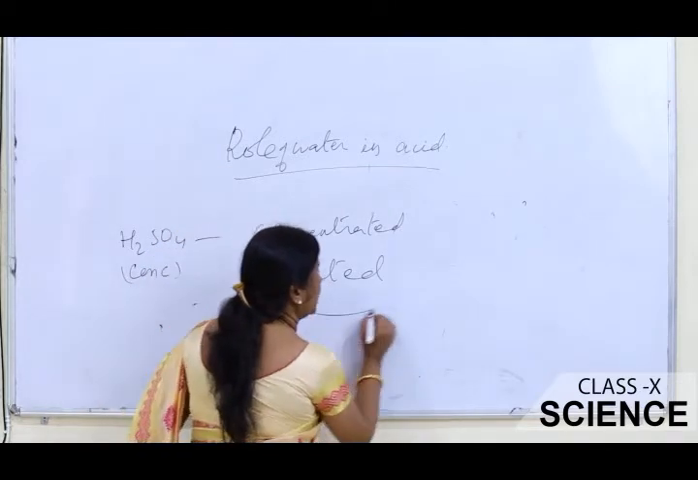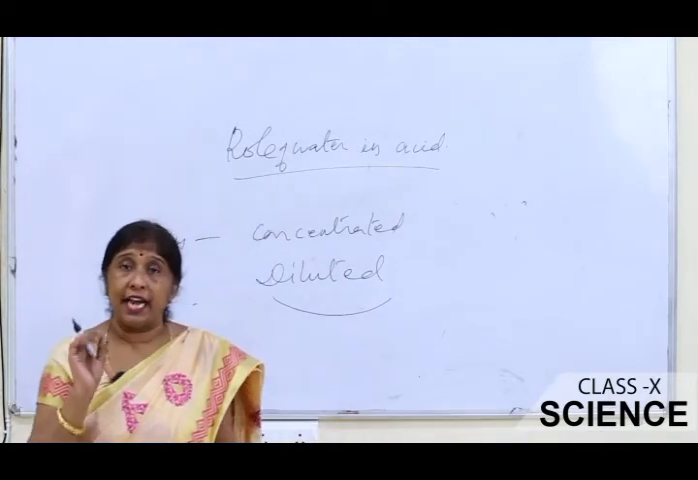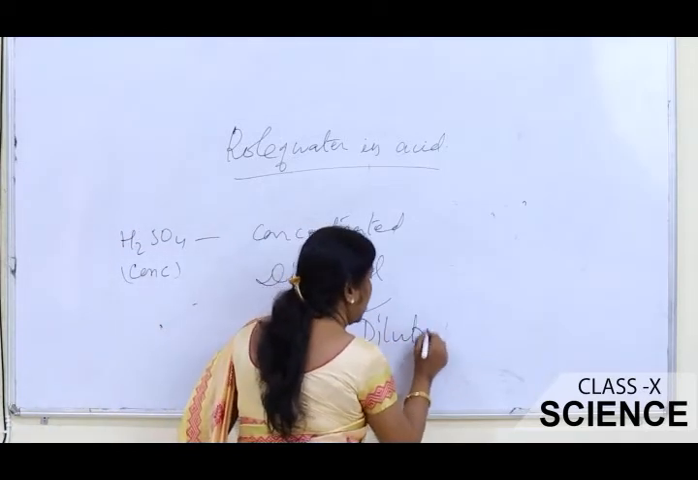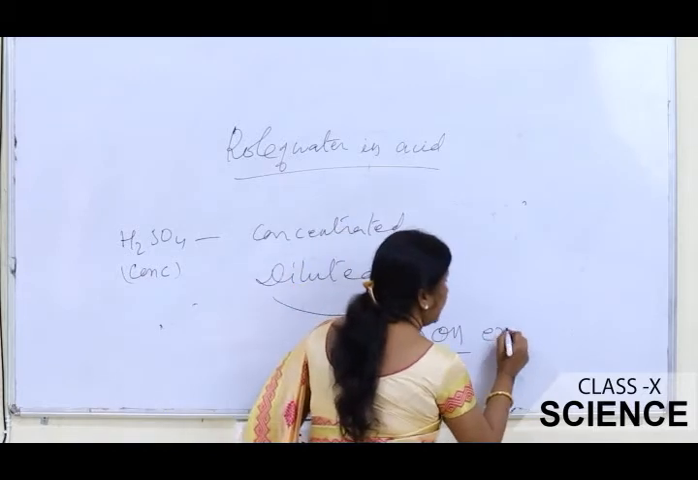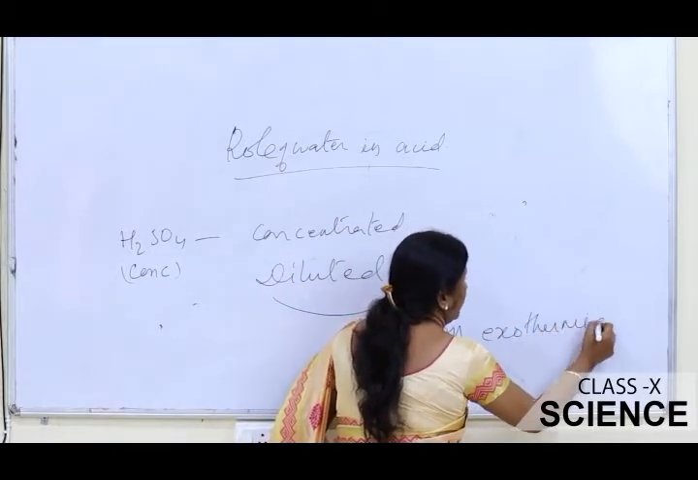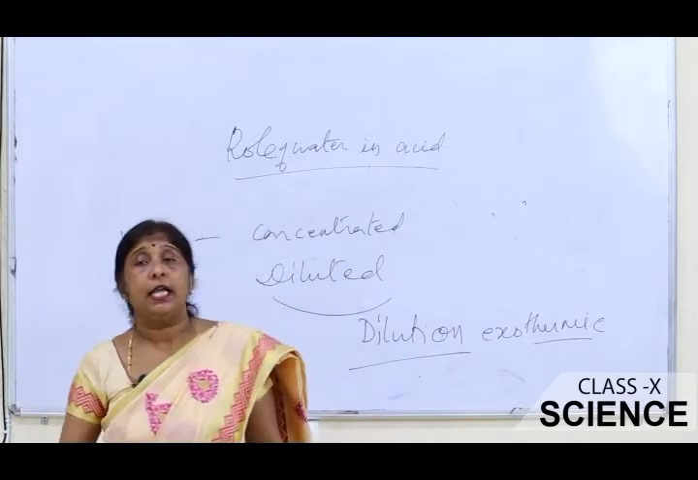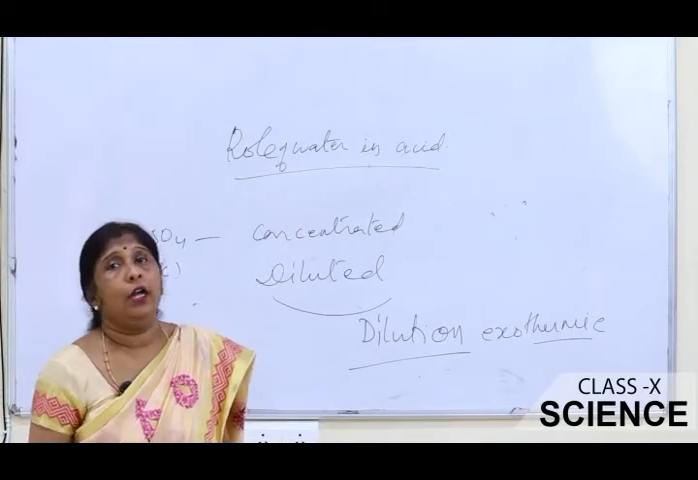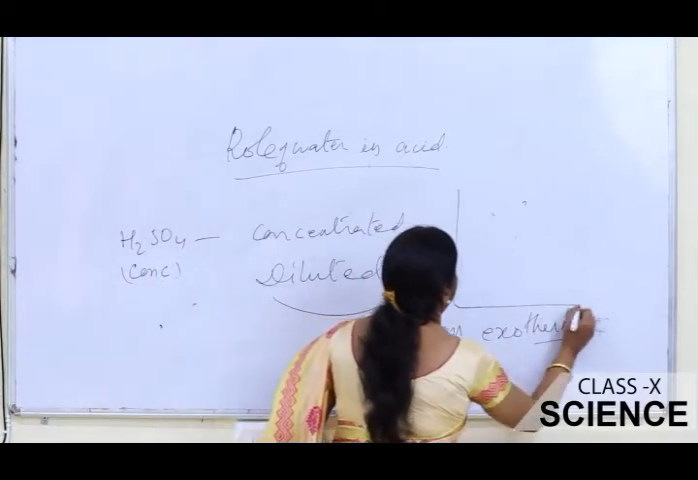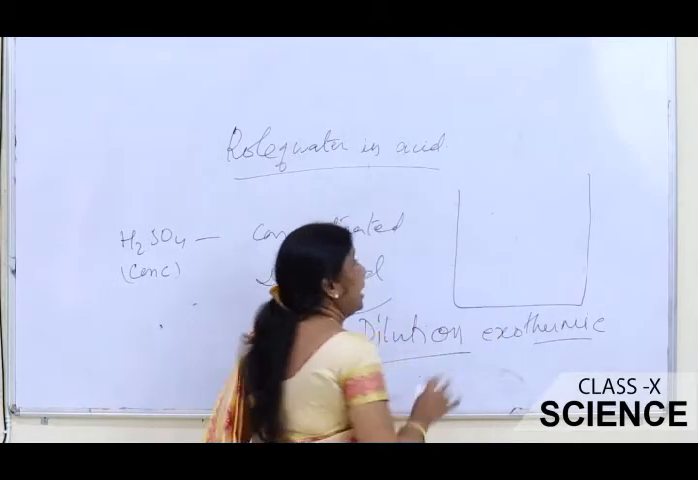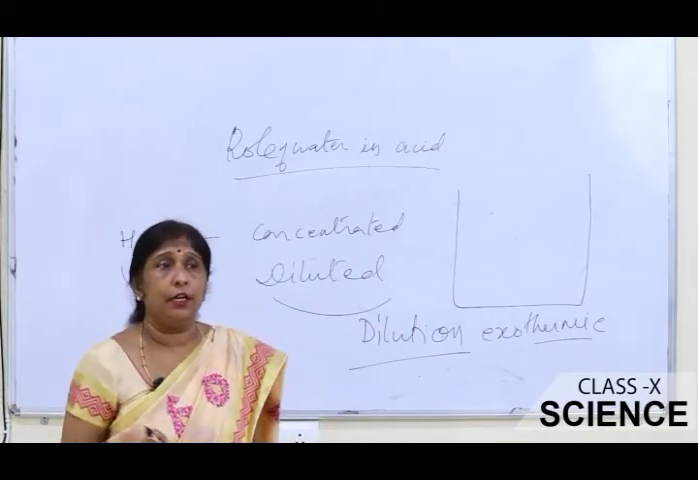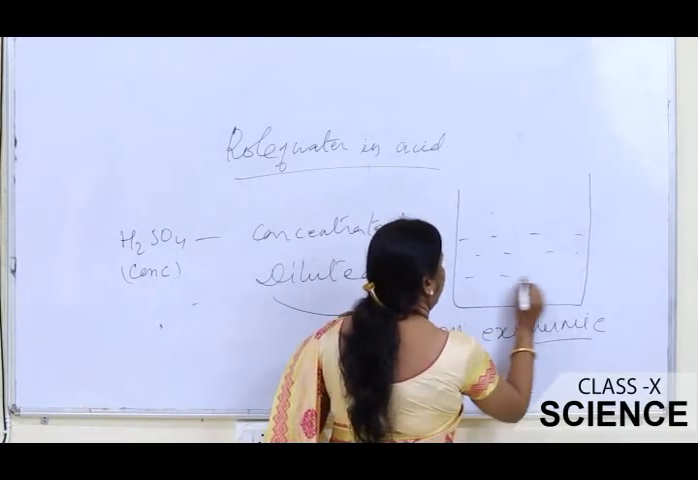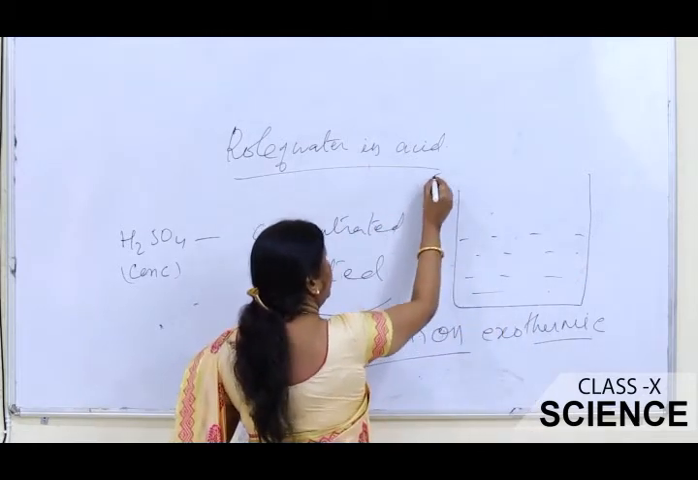Now to dilute an acid is a very important process, and we have to perform this process very carefully because the process of dilution is an exothermic process and a lot of heat energy is evolved in this case. Now see, if we want to dilute an acid, how are we going to do it? Take a beaker, right? In this beaker we have to take water.